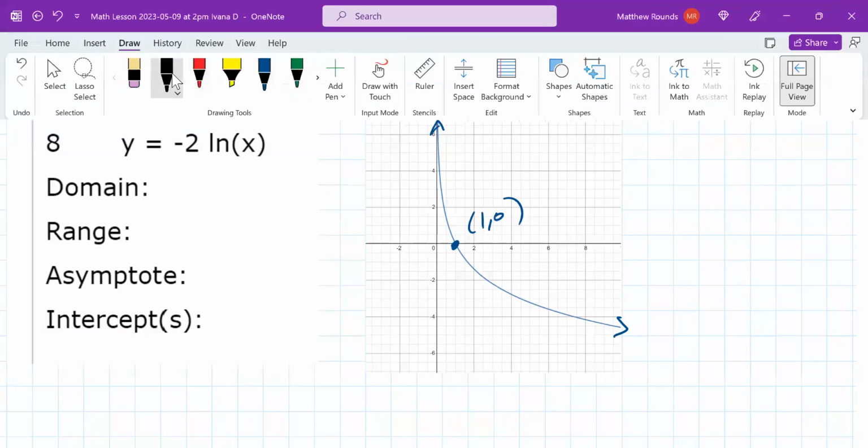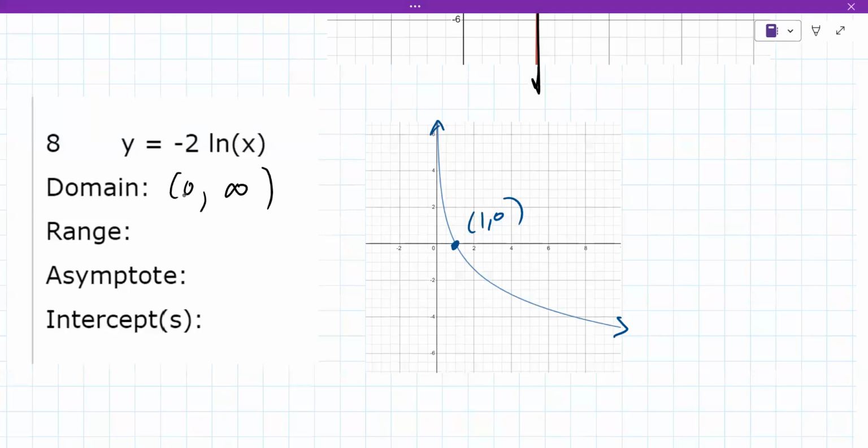All right, so domain is unchanged. It's 0 to infinity. You see that it approaches this line right here, which is x equals 0. Range, how far down does this go over here? Does it go down forever? Yeah. It does. So we can say minus infinity. And then if you go the other direction, it goes up forever.